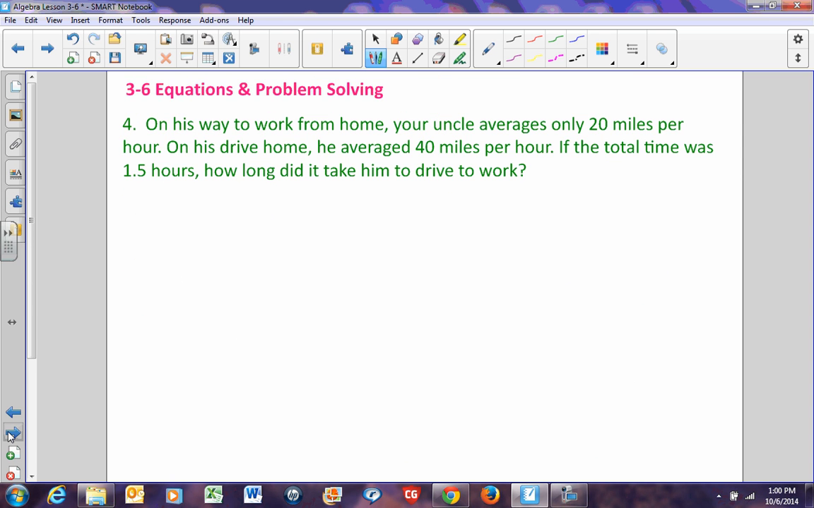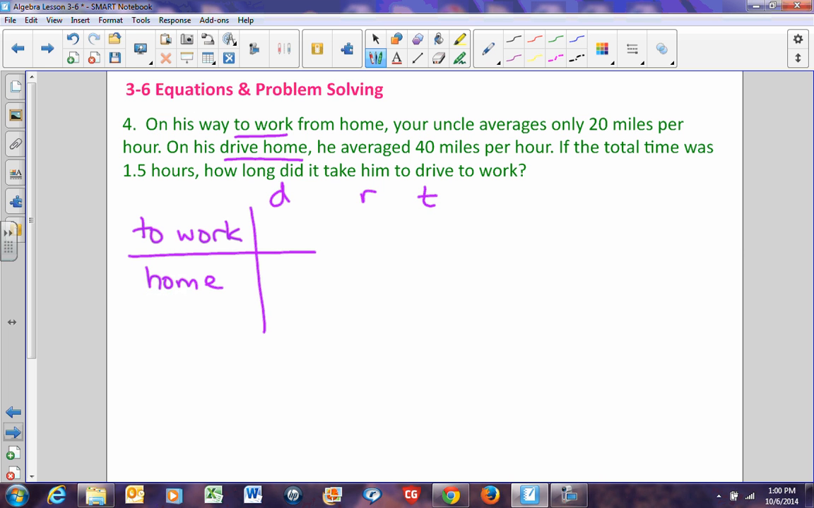Let's look at problem number 4. This one's going to be different yet. On his way to work from home, your uncle averages only 20 miles per hour. On his way home, he averages 40 miles per hour. More traffic in the morning than in the evening, I guess. If the total time was 1.5 hours, how long did it take him to drive to work? Okay, so we went to work and home. So, to work and home. Or from work, you can do it that way too. Distance, rate, time.